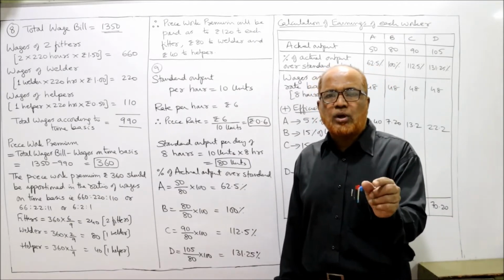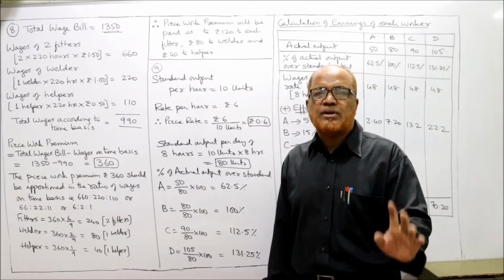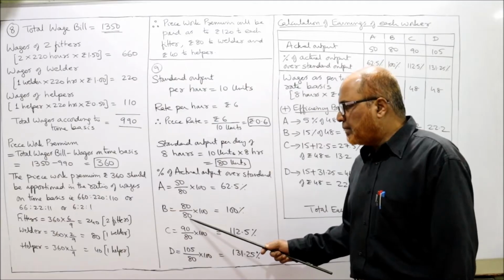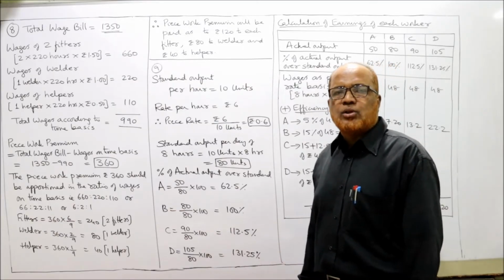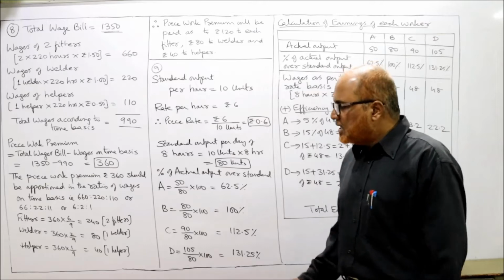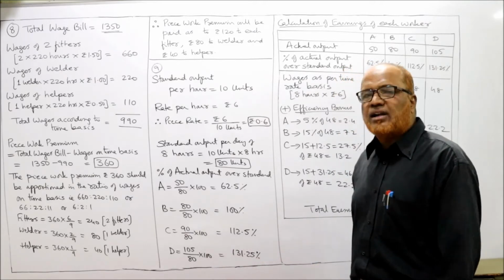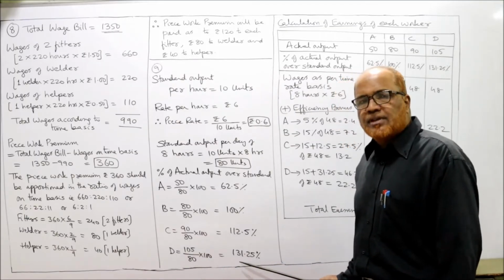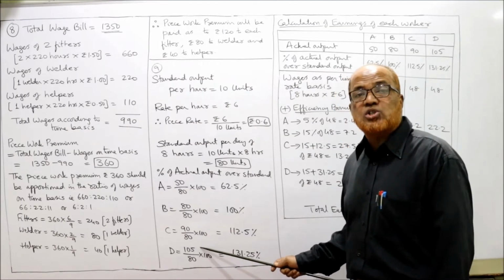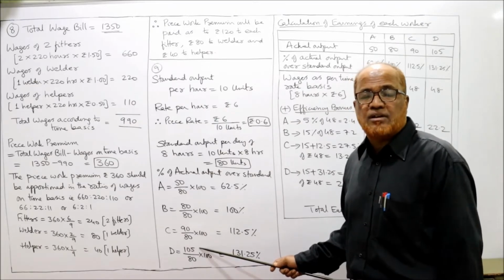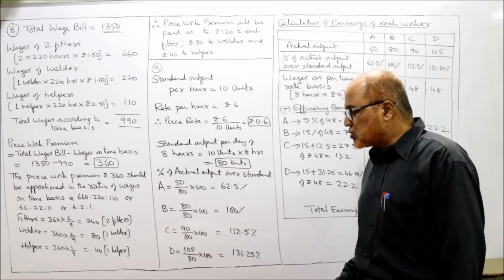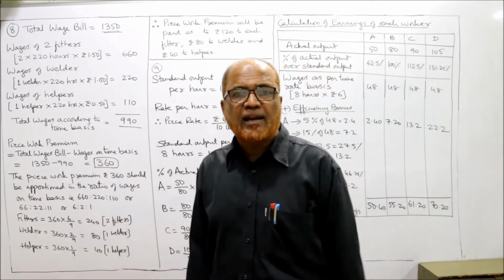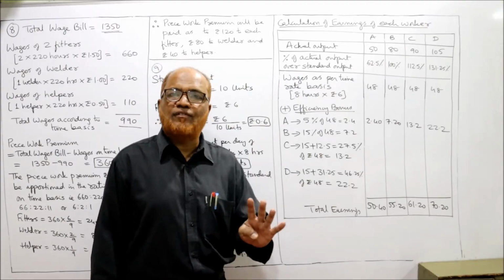So A has produced 62.5% of standard. B has produced 80 units. So 80 by 80 into 100, 100%. C, 90 by 80 into 100, 112.5%. And D, 105 by 80 into 100. Standard output is 80, but he has produced 105. A very highly efficient worker. So his percentage comes to 131.25. These are the basic calculations we require for calculating the total earnings of the 4 workers.